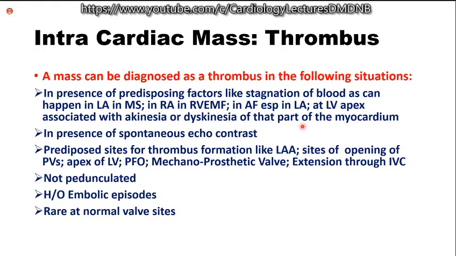Predisposed sites of thrombus formation: there are certain sites where thrombus formation is much more frequent than other sites, maybe because these areas become more stagnant and there is a high risk of developing thrombus. They include the left atrial appendage, the sites of opening of the pulmonary veins, apex of the left ventricle, PFO, mechanical prosthetic valve, and extension through the IVC, especially from carcinoma of the kidney.